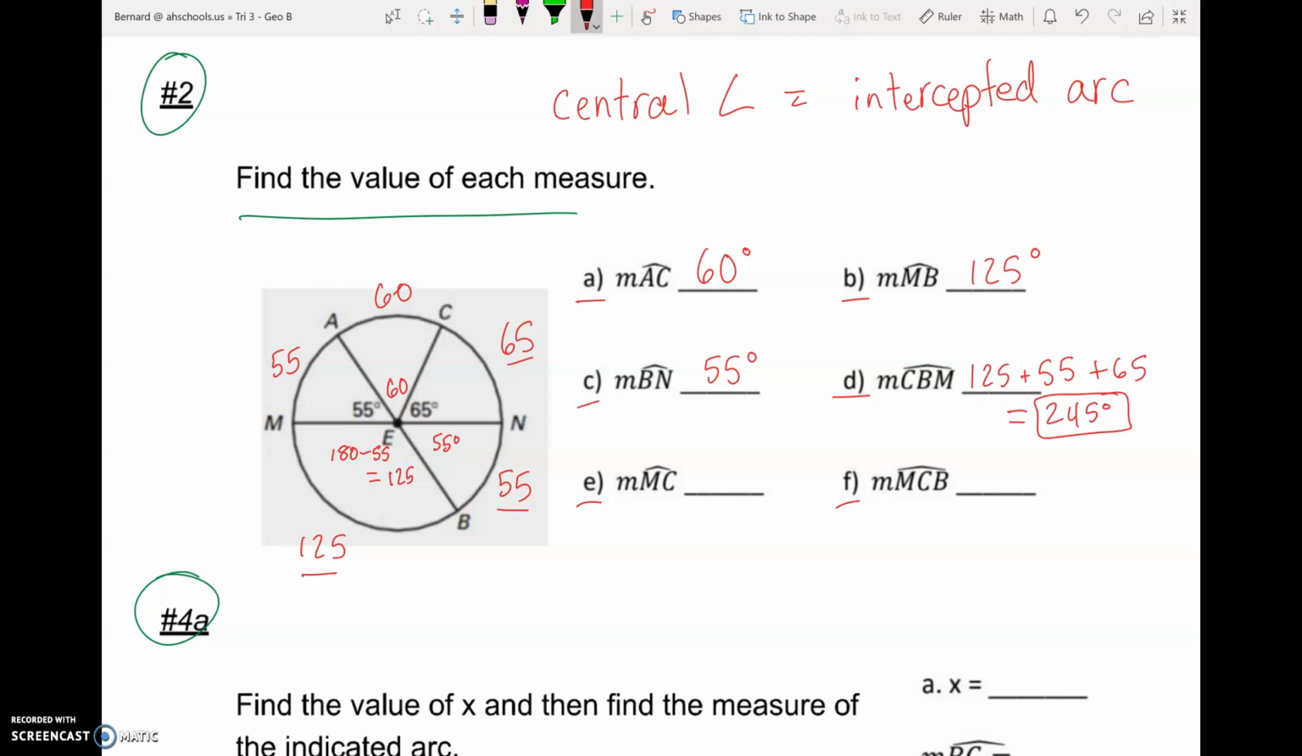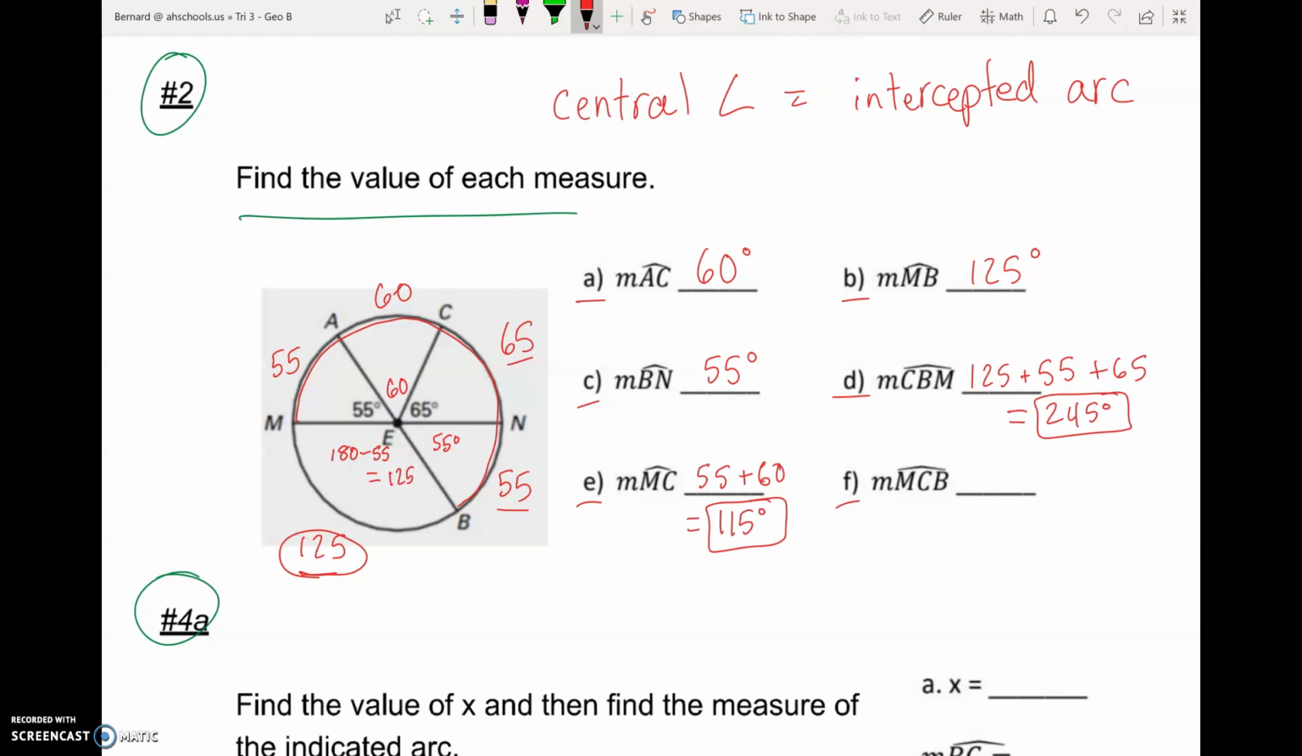E is M to C. M to C is just a 55 and a 60-degree section. So add those two together, and we will get 115 degrees. And then the last one is arc MCB. From M to C to B is a whole bunch of sections. It's 55 and 60 and 65 and 55. In fact, it's every section except for the 125.